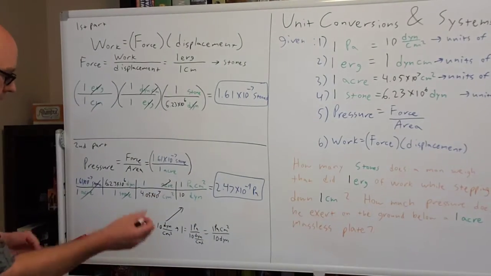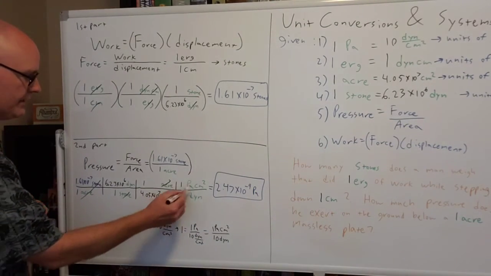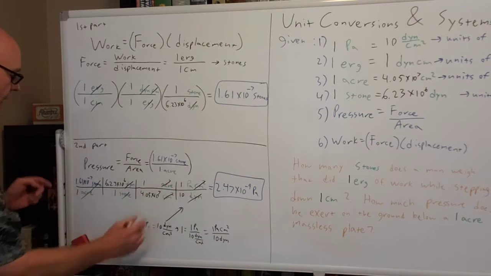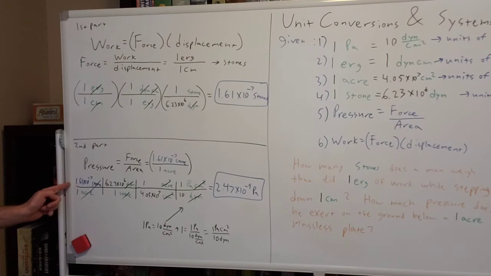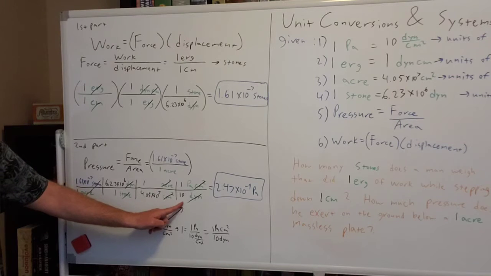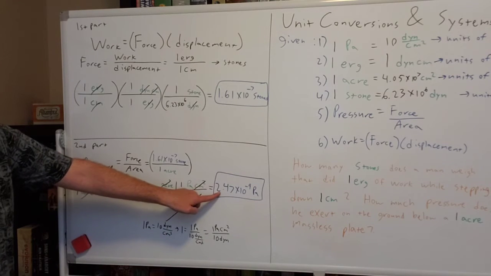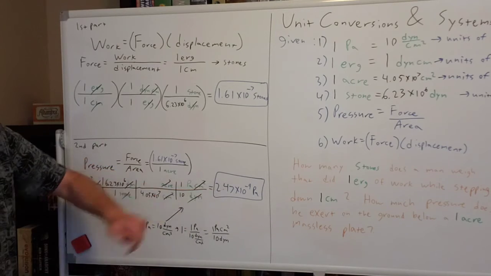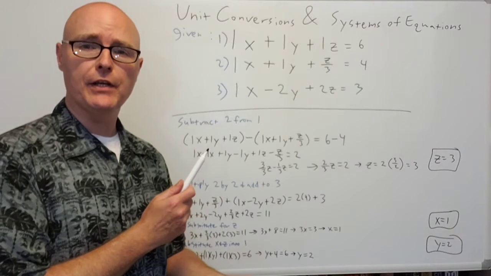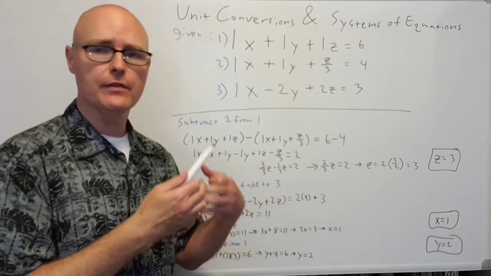So I now have this. I can cross out my centimeter squared. I can cross out my dynes. And now I multiply 1.61 times 10 to the minus 7 times 6.23 times 10 to the 6 divided by 4.05 times 10 to the 7 divided by 10. All that equals 2.47 times 10 to the minus 9 pascals. And that's our answer.